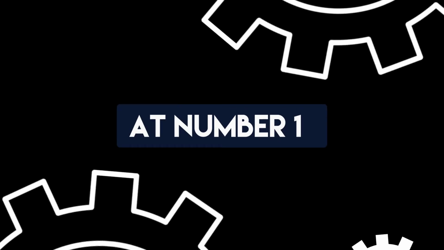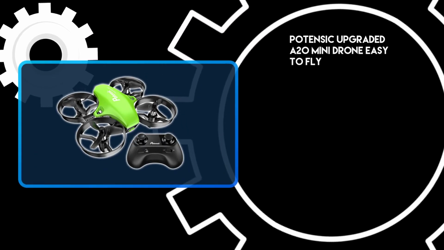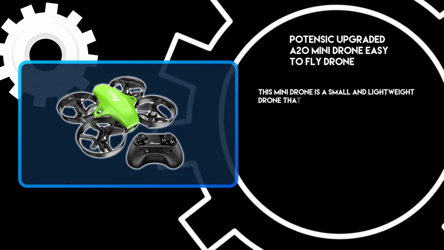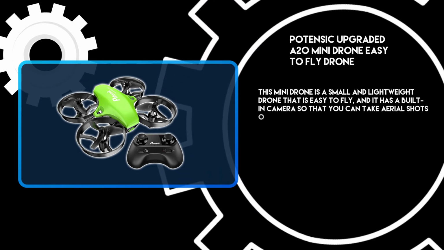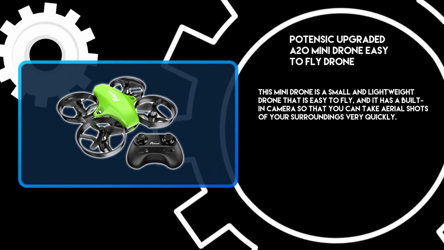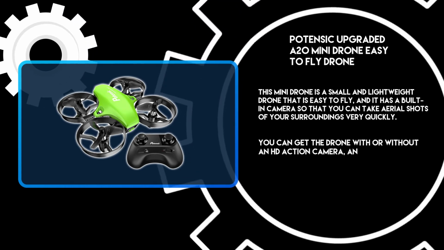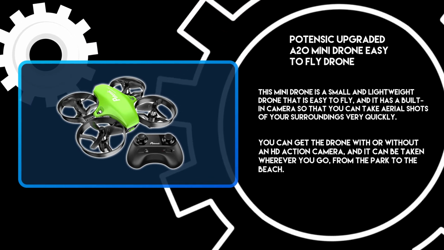At number 1. Potensic Upgraded A20 Mini Drone, Easy to Fly Drone. This mini drone is a small and lightweight drone that is easy to fly, and it has a built-in camera so that you can take aerial shots of your surroundings very quickly. You can get the drone with or without an HD action camera, and it can be taken wherever you go, from the park to the beach.